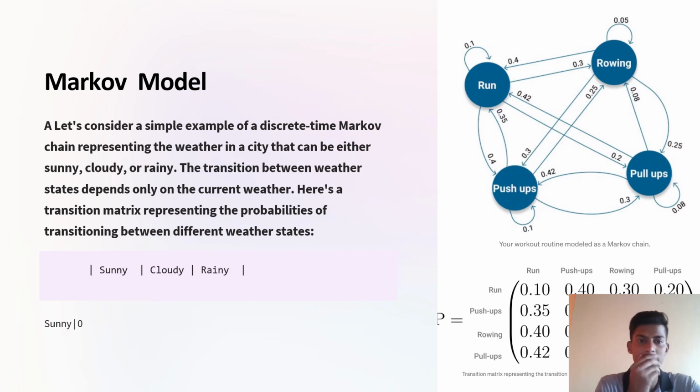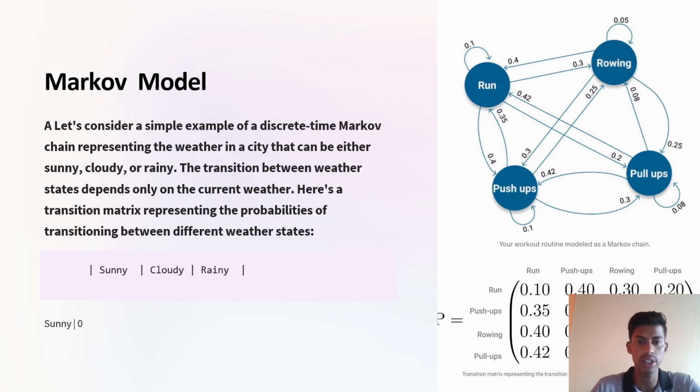So, looking at an example, let us consider a discrete time Markov chain representing the weather in a city, which can be either sunny, cloudy, or rainy. The transition between weather states depends only on the current weather. That is called the Markov property, as we all read. It is memoryless. Why? Because it doesn't depend on the past. The future state only depends on the current state.